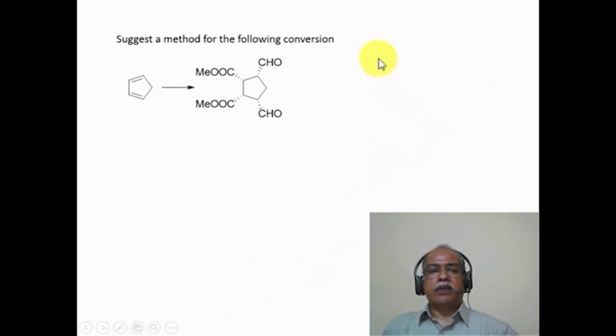Now this is a very interesting question. Suggest a method for the following conversion. In other words, you have to take cyclopentadiene, react it with whatever molecule is necessary to form this particular product. A clue can be given to solve this problem. If you take a norbornene kind of a 2,2,1 bicyclic system and do the ozonolysis, the 1,3-dialdehyde can be obtained. The 1,3-dialdehyde will be a cis-dialdehyde because this carbon-carbon bond and this carbon-carbon bond are pointing in the same direction, resulting in the cis stereochemistry of the dialdehyde. So if you look at this target molecule, these two dialdehydes are cis with respect to each other.